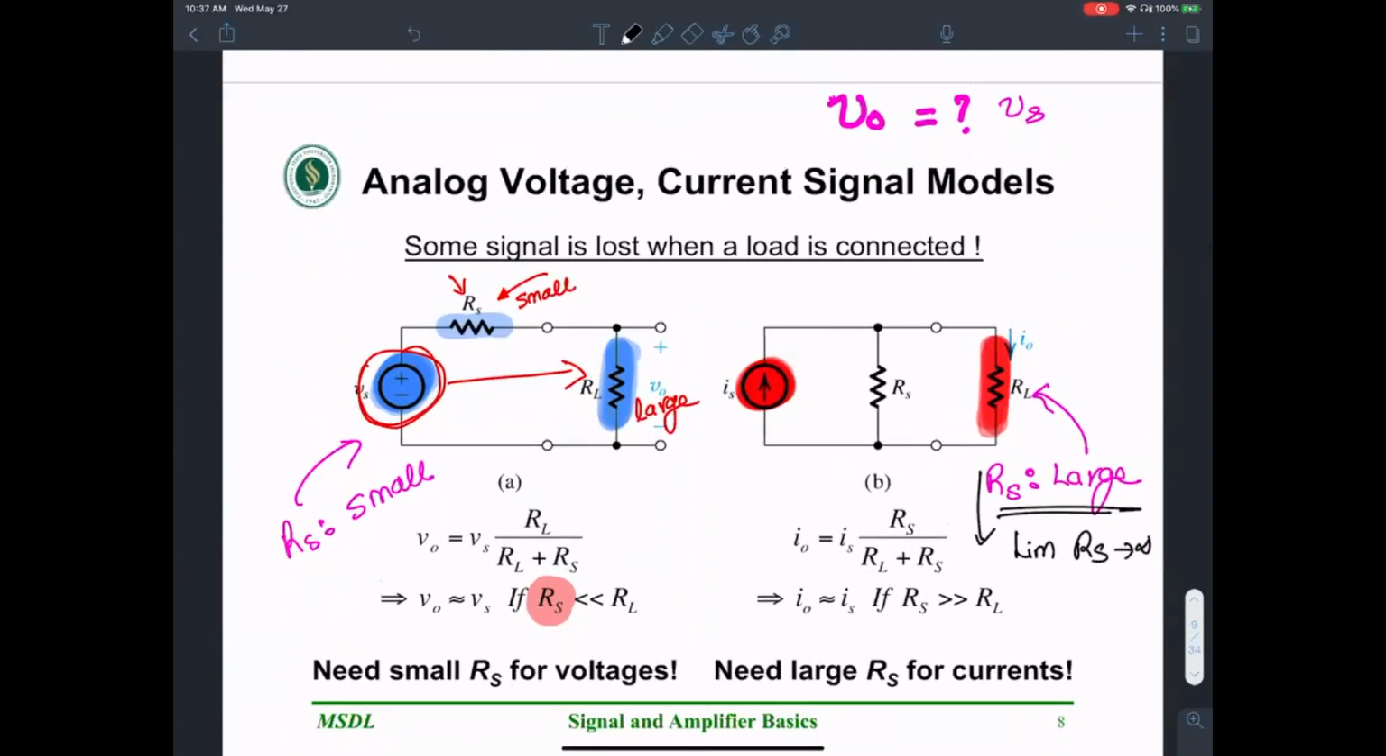Because there is the source resistance RS, there is going to be some voltage or current lost. Some of the signal is lost because of the source resistance RS. If it is a voltage source, I want the source resistance RS to be very, very small, so that the amount of signal lost is small. If it's a current source, I want the source resistance to be really, really large, so that the current signal lost is small. Does that make sense? So this is what we discussed in the last class.